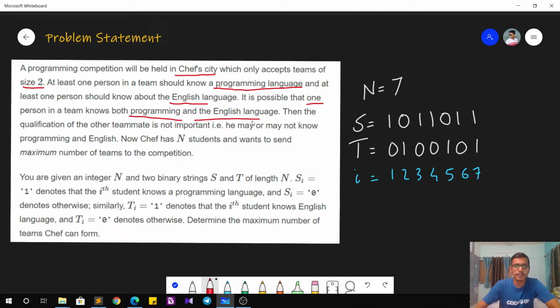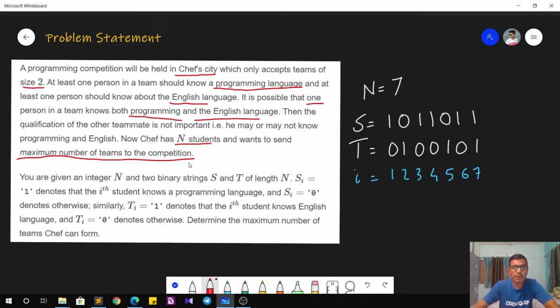So the qualification of the other teammate is not important. If one of the persons knows both the things, then the other person does not matter. It is important to have the second person, but his qualification does not matter. Now, given that Chef has n students, he wants to send the maximum number of teams to the competition.